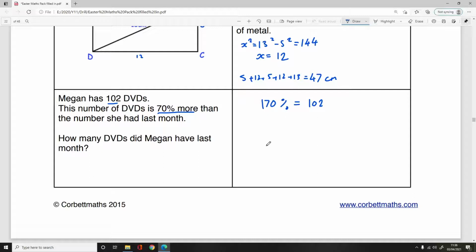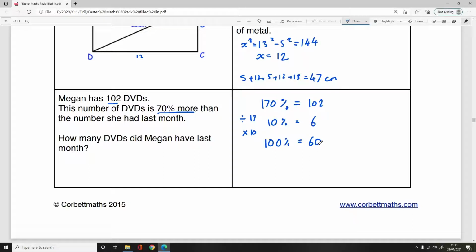How do we get to 100%? Well, we need to divide and times. I would recommend getting yourself to 10% by dividing by 17. Or you could divide by 170 to get yourself to 1%, and then times that by 10 to get to 100%. So that means she had 60 DVDs last month.